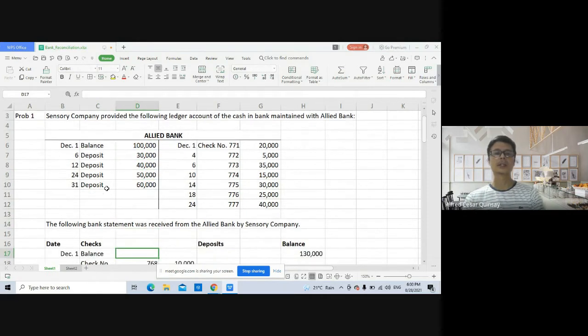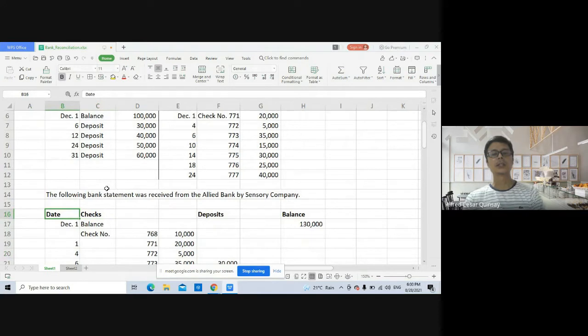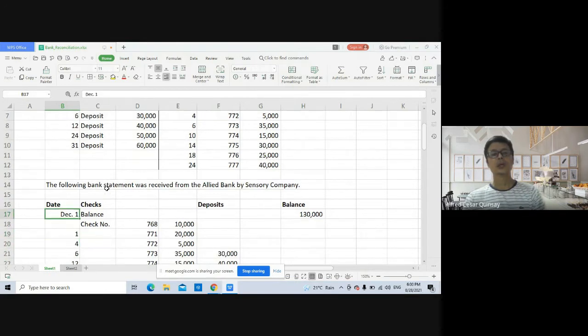The following bank statement was received from the Allied Bank by Century Company. So ito naman, this is the statement that came from the bank. Galing ito sa bangko. This is what the bank has acknowledged. For example, on December 1, which is the bank statement, it has credited for the company 130,000 pesos. As you know, yung pag-credit ng bangko, dagdag yan sa company.